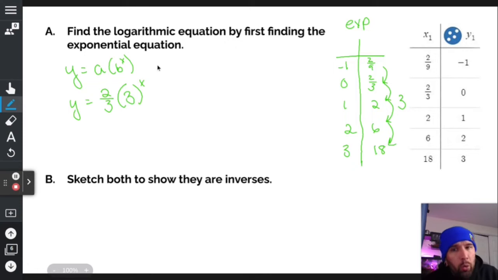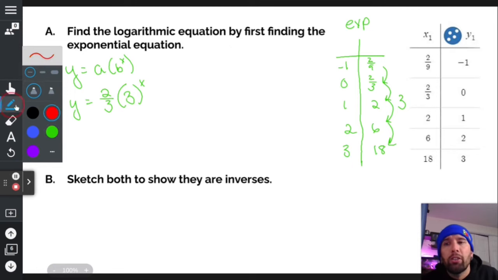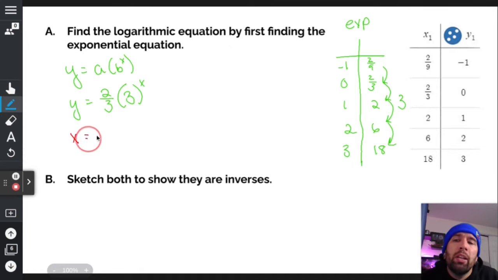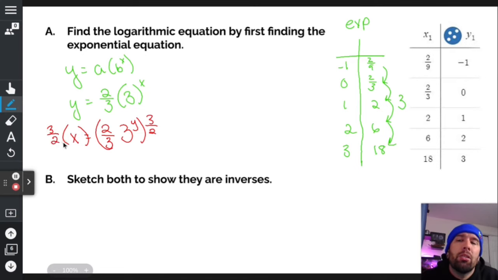Now what I need to do is I need to find the inverse. So in order to find the inverse, you swap your x and your y. So x is going to equal 2/3 times 3 to the y. I'm going to multiply both sides by 3 over 2. Okay, so now I have 3x over 2 equals 3 to the y.